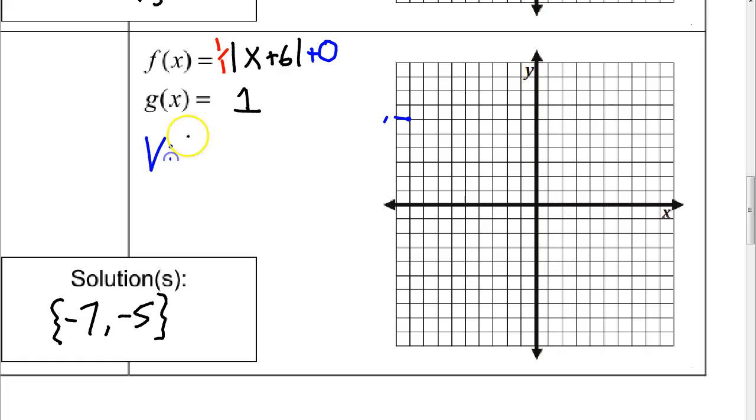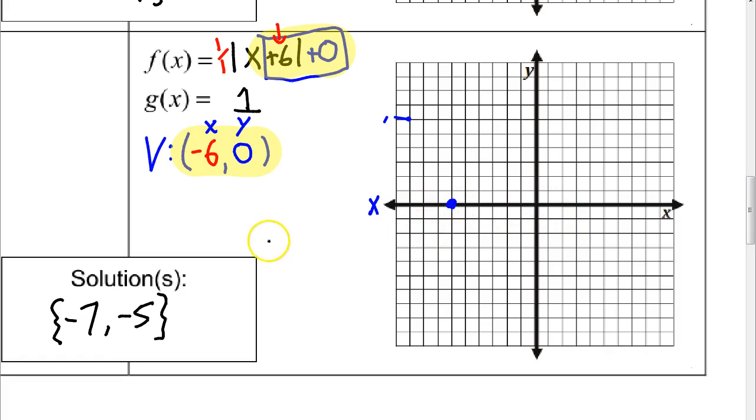So vertex, remember, it comes from these two. So anytime you're looking for the vertex, it comes from the last two numbers. You just got to be careful, though, because it's always the opposite sign. If that's positive, it's negative, and vice versa. So this one's positive, so it's going to be at negative 6, comma 0. And then make sure you go the right direction, negative 6, comma 0. It means x is negative 6, y is 0. So x, negative 6, y, 0 is right there.